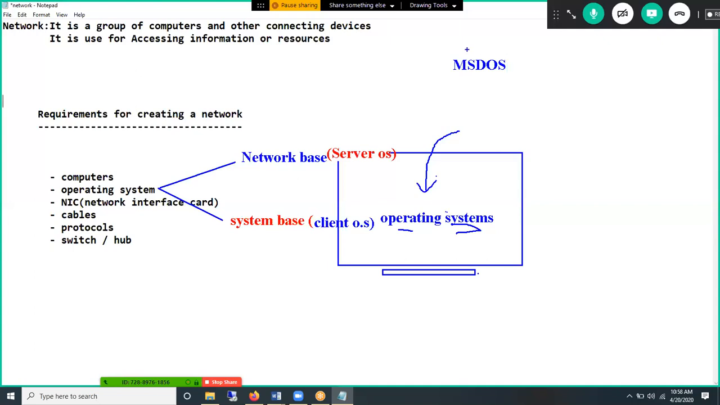The first operating system introduced by Microsoft was MS-DOS, and this operating system came somewhere around the year 84 to 85.